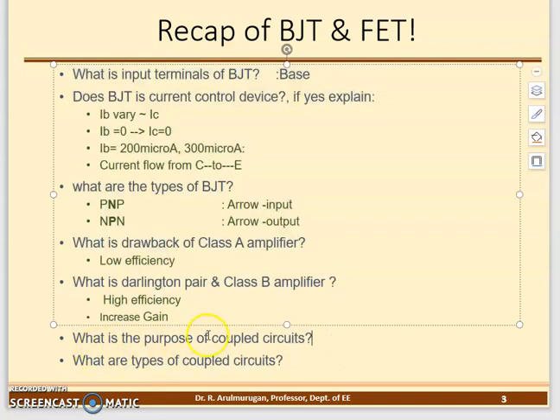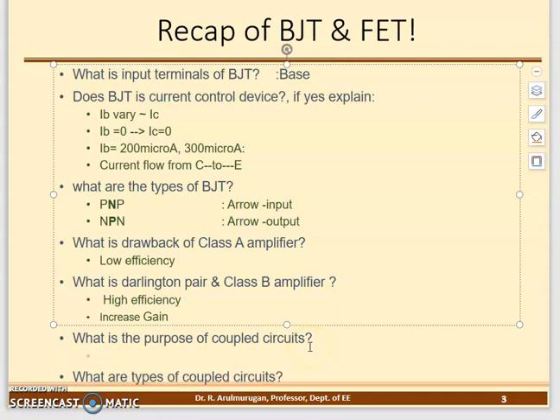The next one: what is the purpose of coupled circuits? Coupled means you couple with one more device, so 1 plus 1. What does coupling do? It increases their performance: it increases the gain and the efficiency.